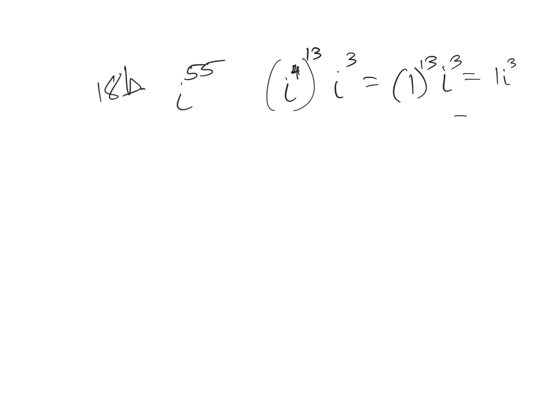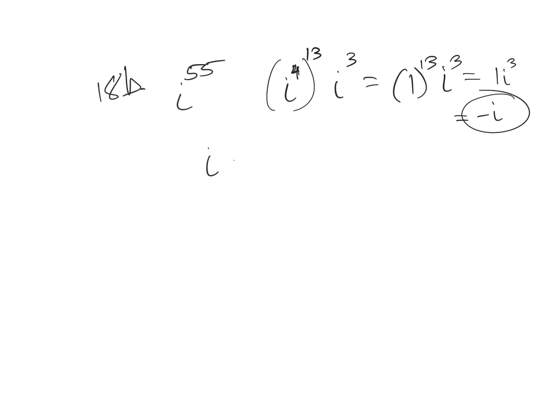I cubed, what's I cubed? Negative I. Okay. I squared is negative 1, isn't it? So I squared times I is I cubed, so I squared is negative 1, negative I. That's the final answer.